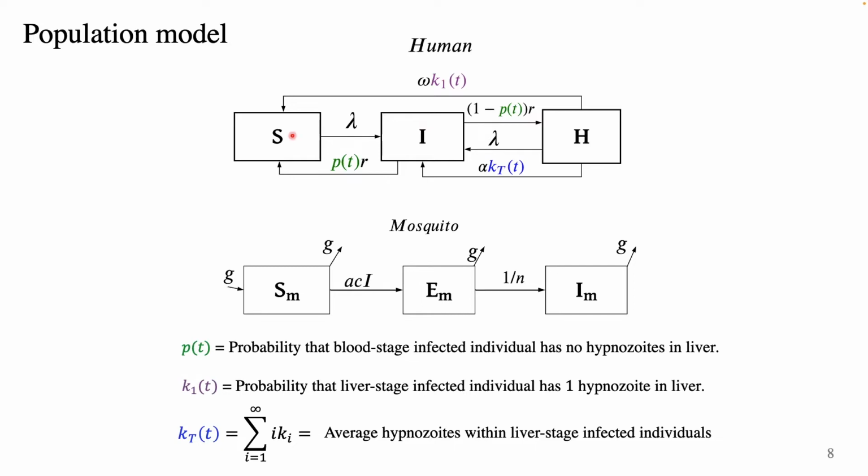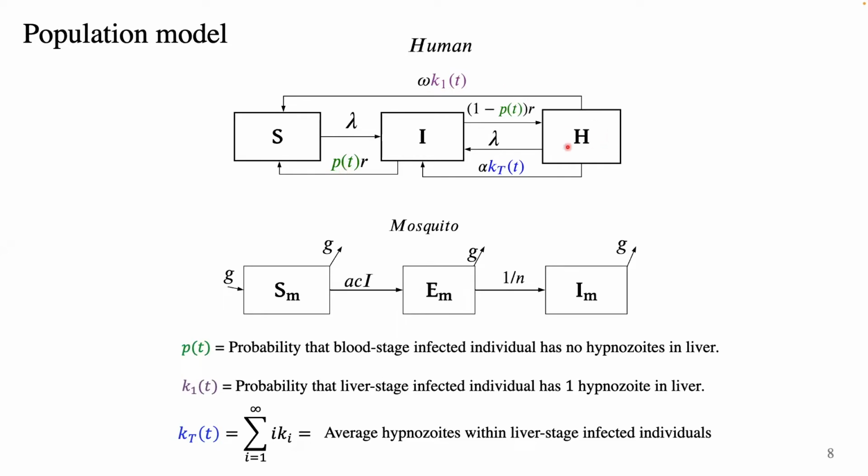Susceptible individuals can become infected if they get bitten by an infected mosquito. While they are in the infected compartment, if they recover, that gives 2 different scenarios: they can become susceptible, or they can become liver stage infected. That's why we defined a parameter p_T, the probability that an infected individual has no hypnozoites within their liver. If they have none, after recovery they become susceptible again. But if they have hypnozoites, they become liver stage infected.